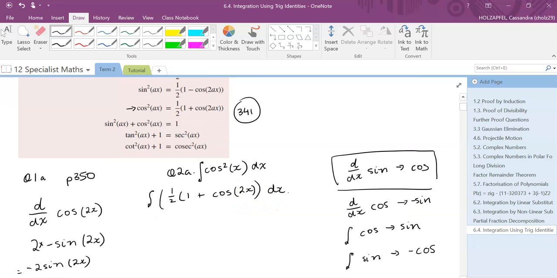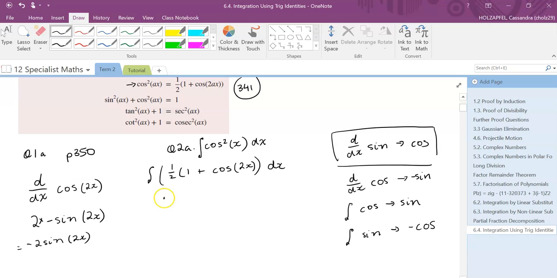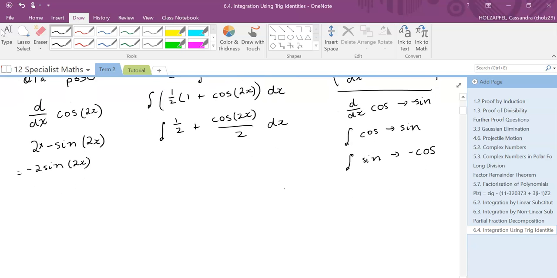Okay, so let's go ahead and expand these brackets now. And this is going to be the integral of 1/2 plus cos 2x over 2. And we're still going to integrate with respect to x.